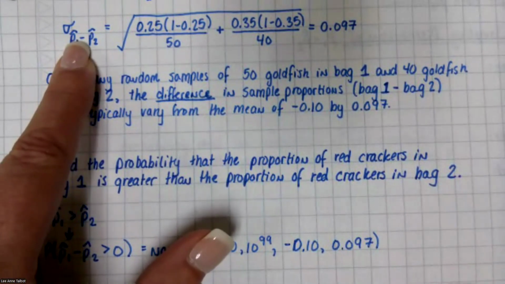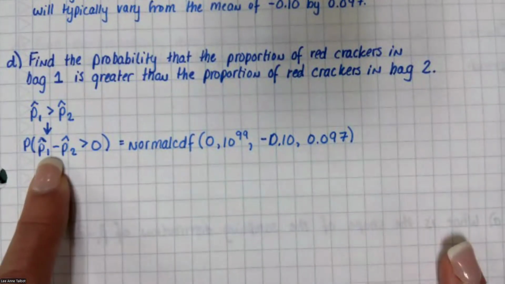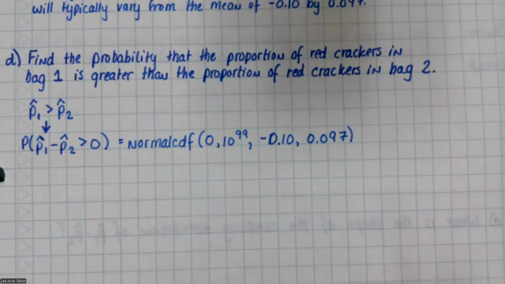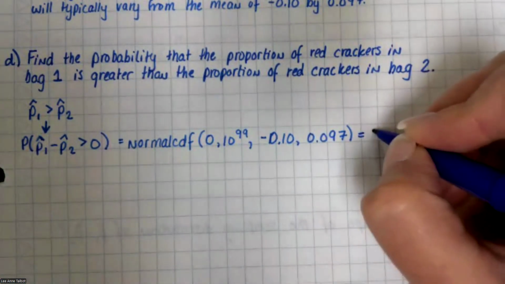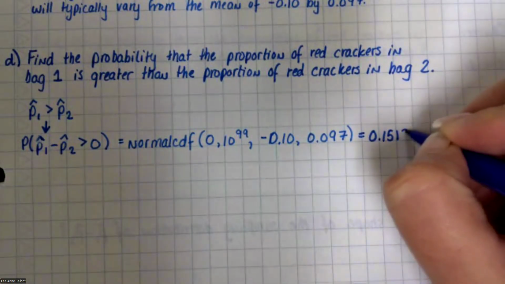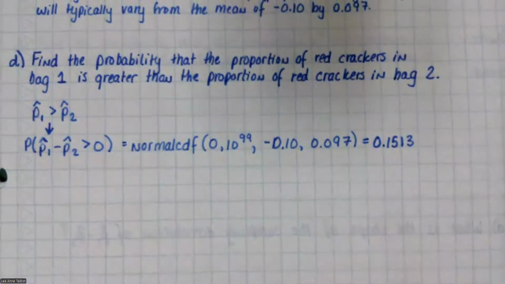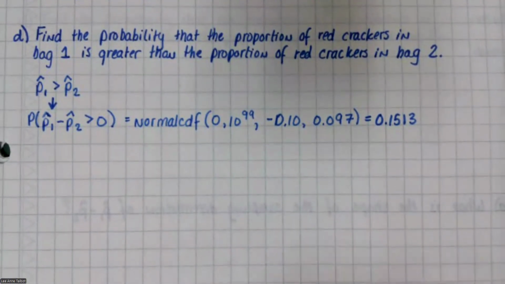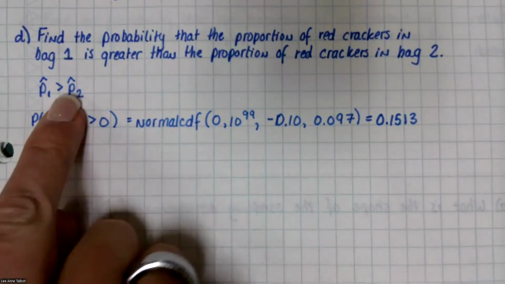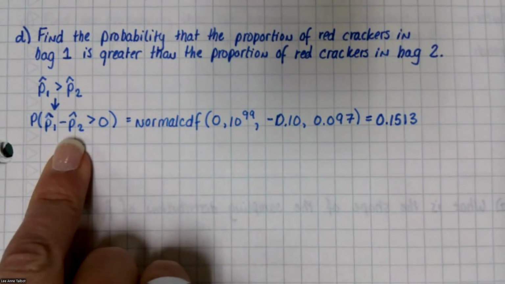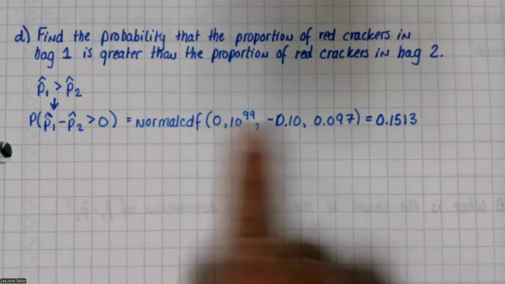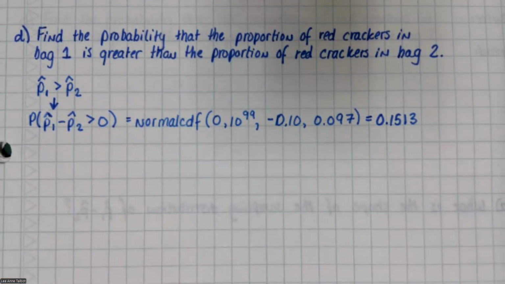Because you got the subtraction here, so now you're looking at that as one thing. Okay, so that comes out to be 0.1513. Which I don't care for you to calculate right now, but do you see the transition from here to here? Making us able to plug things into normal CDF then.